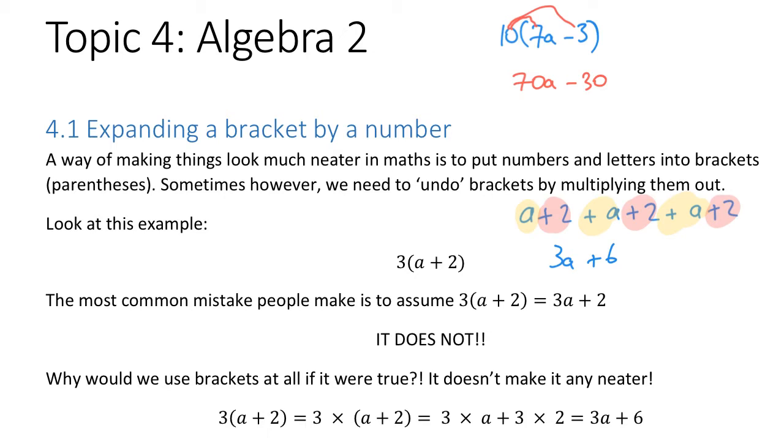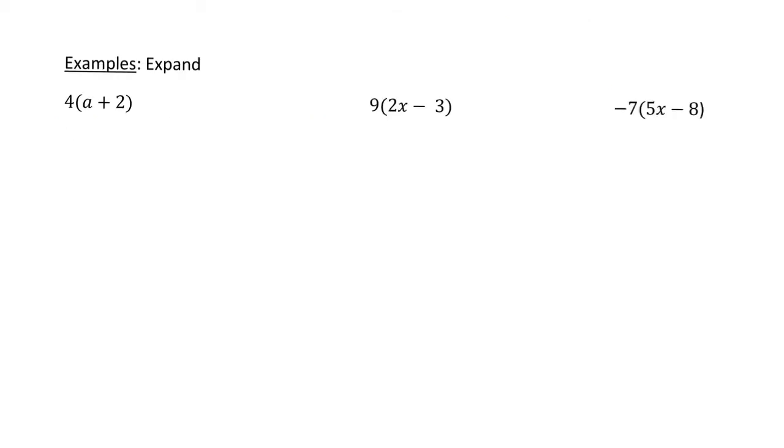So whenever we're expanding a bracket, we need to multiply everything inside the bracket by what's outside of it. So again, if we had 3 brackets a plus 2, if we multiply the 3 and the a, we'll get 3a, and multiply the 3 and the 2, and we'll get plus 6. So in our first set of examples, we want to expand, and expand means remove the bracket by multiplying. So it doesn't mean we write it wider or anything like that, it just means we multiply out the bracket.